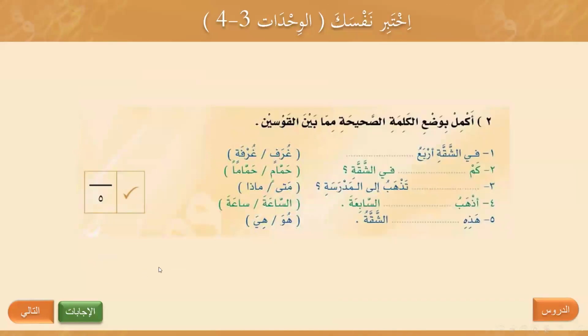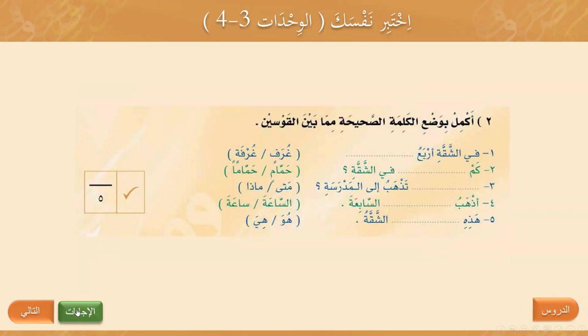التالي, next, أكمل, complete بوضع الكلمة الصحيحة, by putting the correct word مما بين القوسين, which is between the two brackets. So we have two brackets here, and between the two brackets we have to choose the correct word. في الشقة أربع what? So in the apartment there are 4. You want to say that there are 4 rooms. So أربع غرف أو غرفة? Yes, it will be غرف.